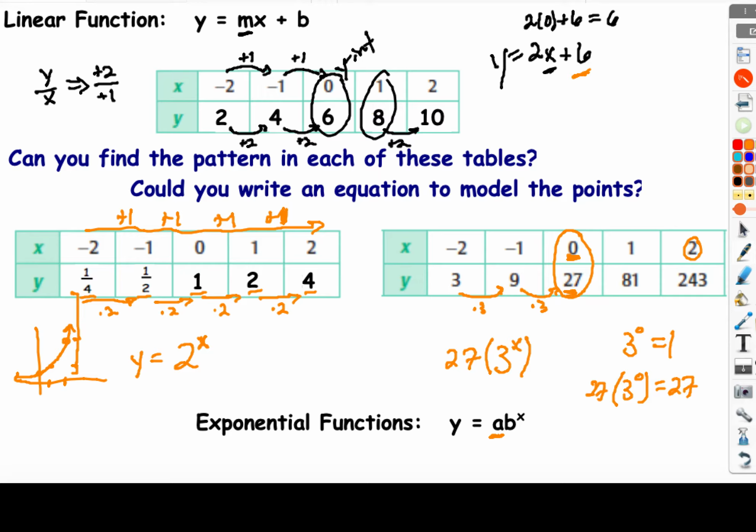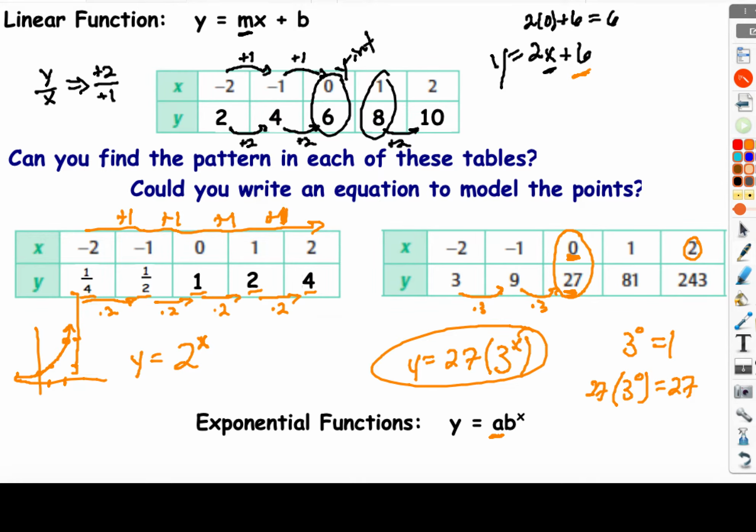And if you check any of those other points, they should work as well. Feel free to stop the video and plug in 1 or 2 or -2 into that x and see if those work out to give you the correct values for your table.